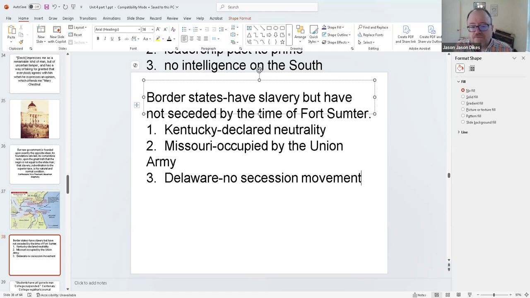Delaware has no secession movement. There were, by this point, only about 9,000 slaves left in Delaware, and that number had been dropping precipitously every time there was a census. Delaware is probably one of those states where slavery would have simply dried up on its own had there been no war.